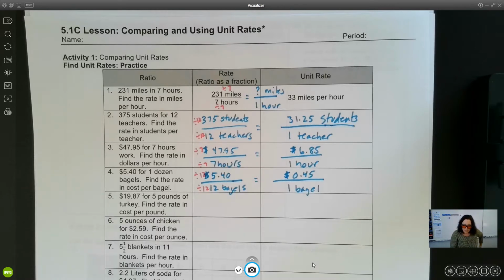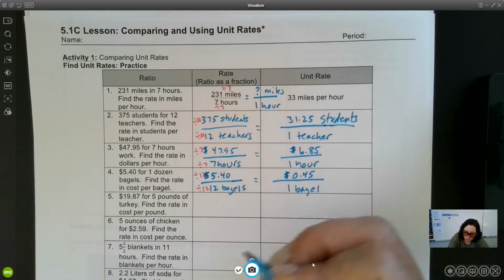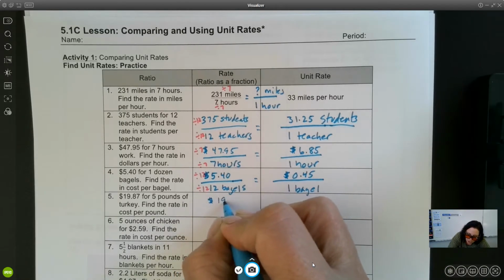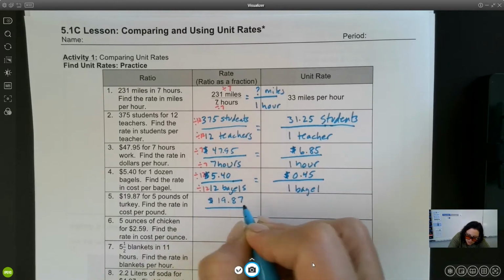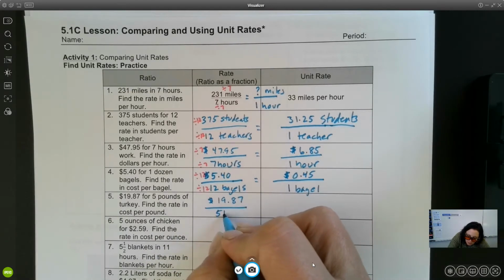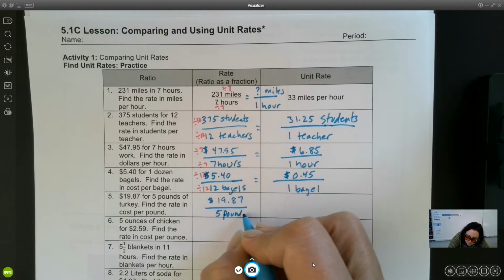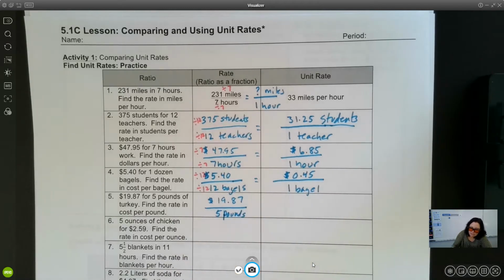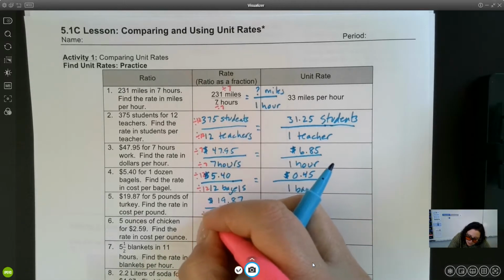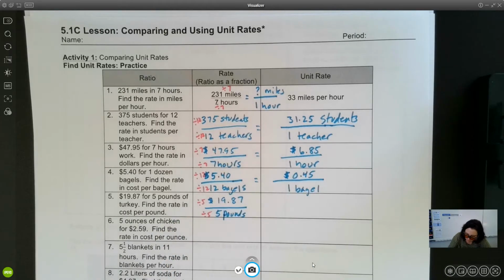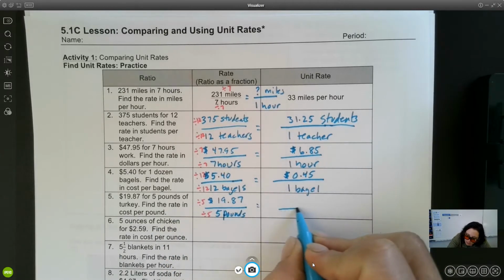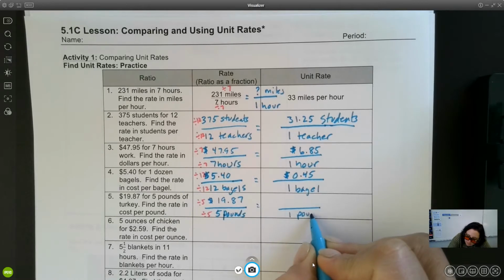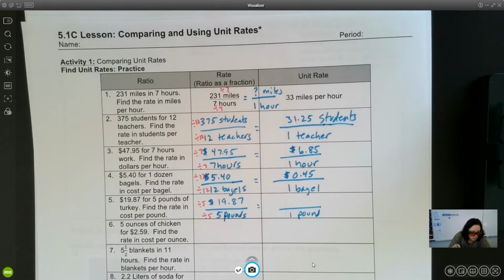All right, number 5, $19.87 for 5 pounds of turkey. Find the rate in cost per pound. So we want the cost per pound. If we divide by 5, we're going to end up having roughly, it does not come out evenly.